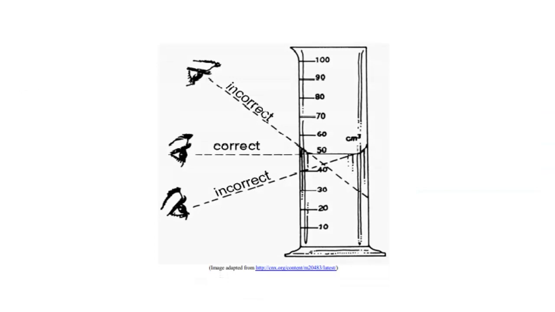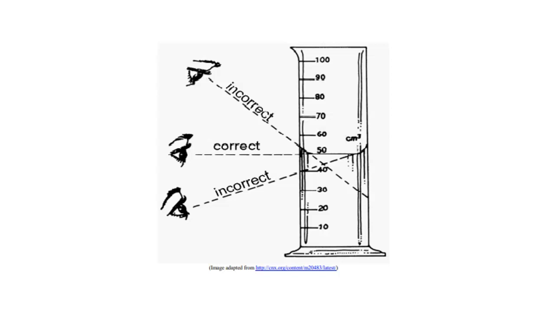Okay, let's talk about looking at and reading a graduated cylinder. So the first thing that we know is that our graduated cylinder should be sitting on the bench. We should not be holding and measuring a graduated cylinder. Okay, your eye has to be perpendicular to the bottom of the meniscus. And I've got a couple pictures coming up in just a second. It's going to show you the meniscus. So you read the bottom of the meniscus.